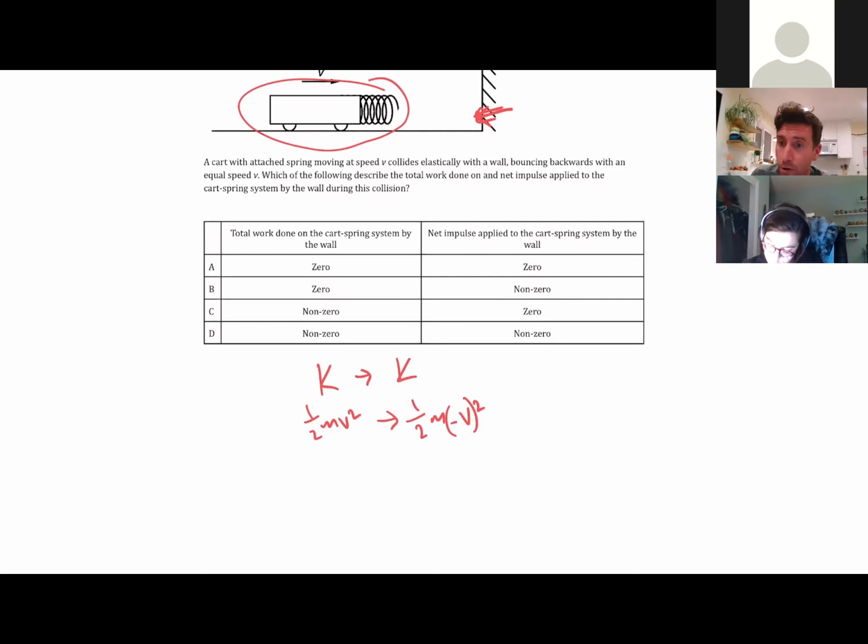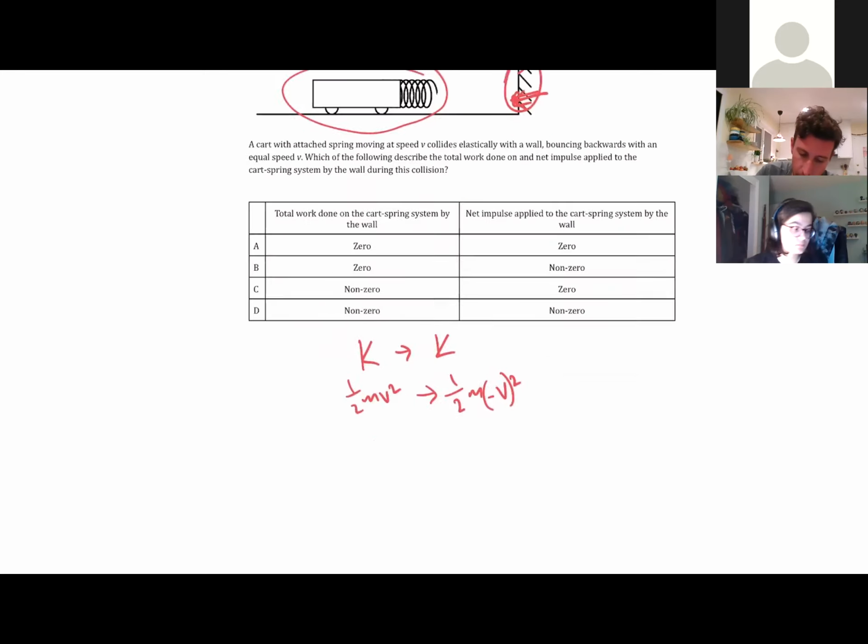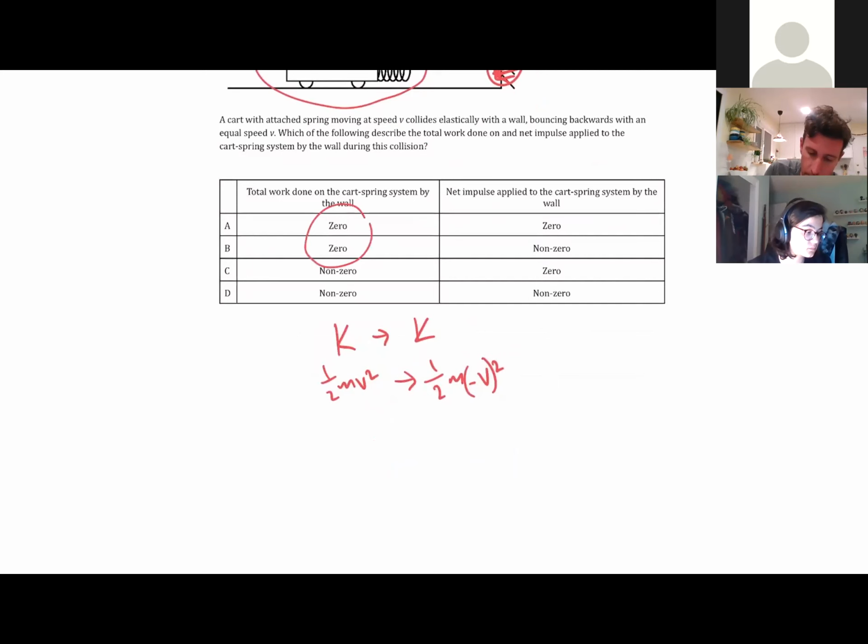You are right that force times distance. In this case, you could make a force times distance piece by arguing that the wall moves 0. There is 0 distance moved by the wall as a result of that force. So I would say we have 0 total work done.